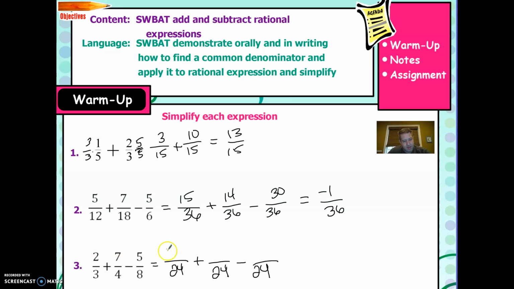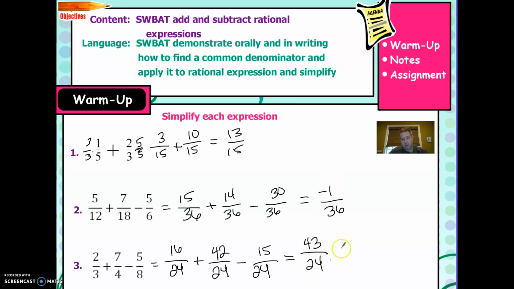3 goes into 24 8 times. 8 times 2 is 16. 4 goes into 24 6 times. 6 times 7 is 42. And 8 goes into 24 3 times. 3 times 5 is 15. Now it's just a matter of solving. So we know the denominator is going to be 24 because that's the common denominator. 42 plus 16 makes 58, and 58 minus 15 makes 43, if my math is right there.